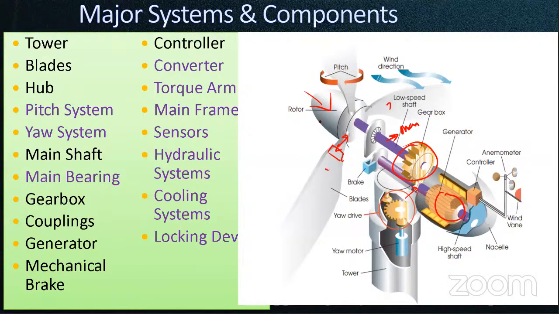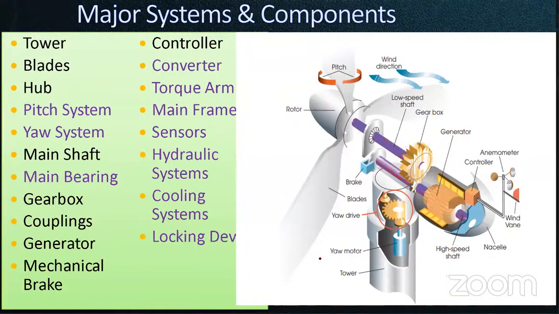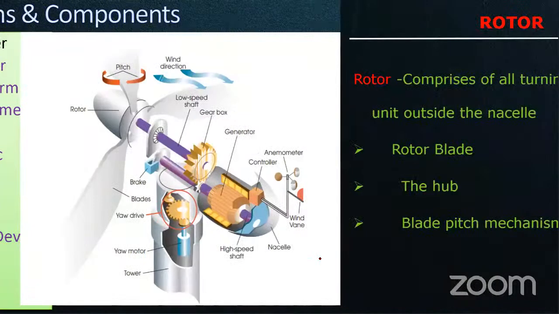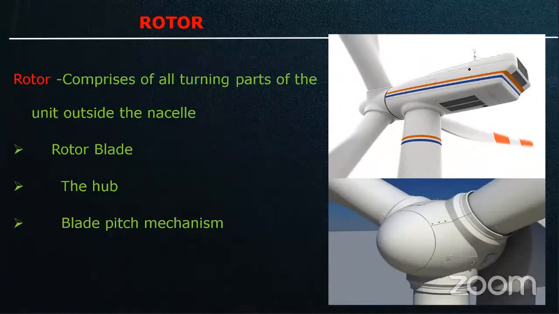Many sensors are there, and the hydraulic system, cooling system, and others. Okay, these are the components, right? The rotor. This is called the nacelle. All the drivetrain components, like shaft, gearbox, and generator, are placed on the top of the tower.